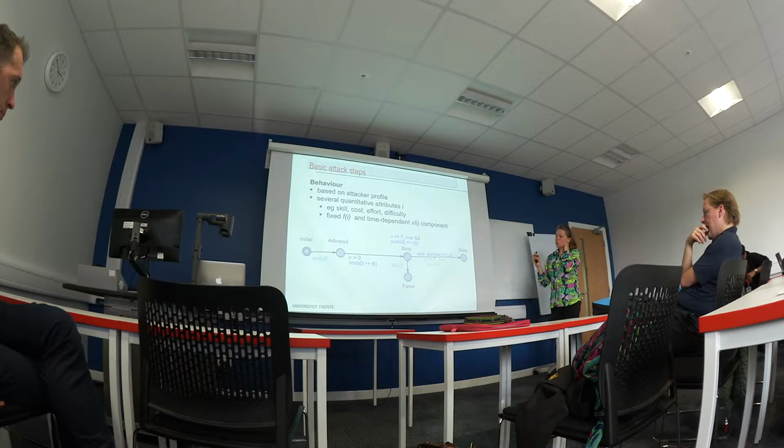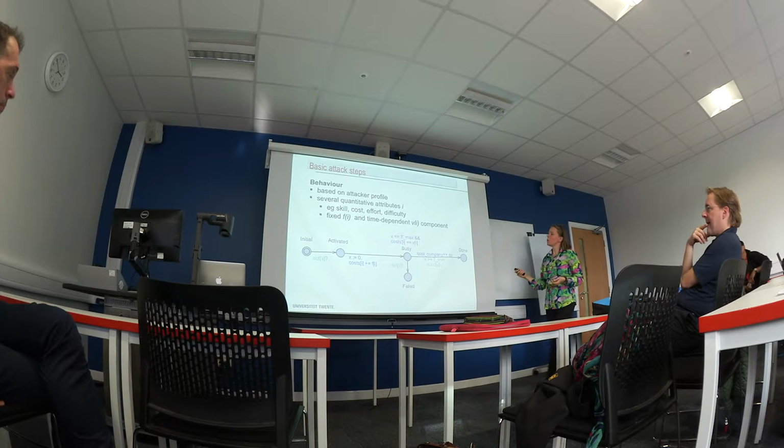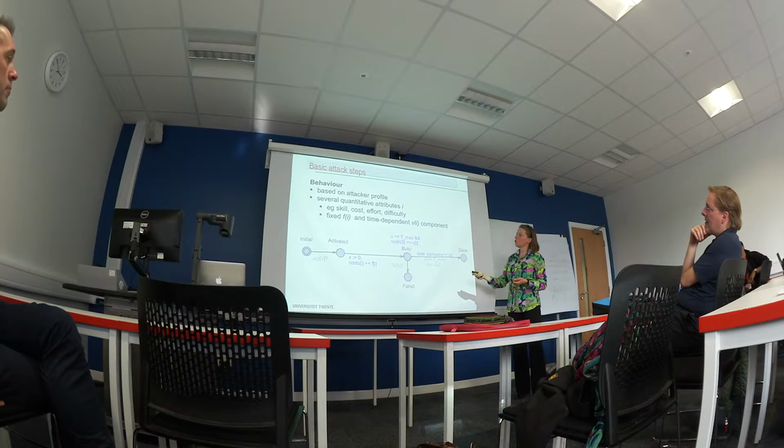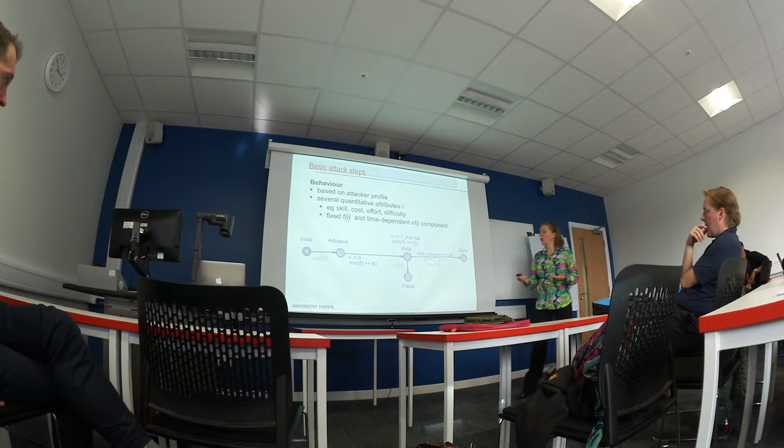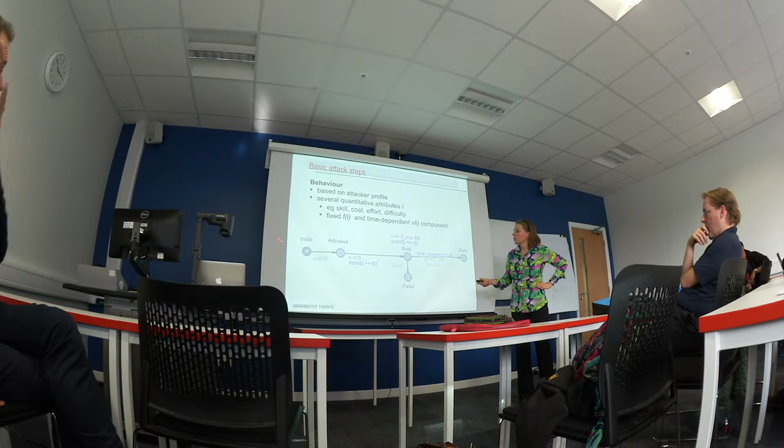And those attributes have two components. One is a fixed component, and the other is a time-dependent component. So the fixed is called F, and the time-dependent is called V. And it works as follows.